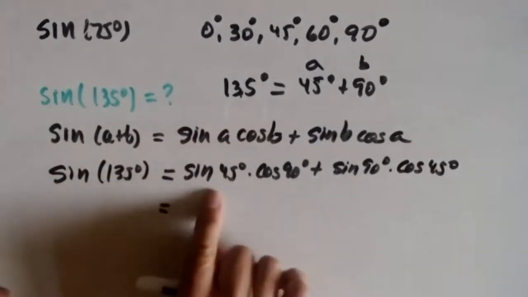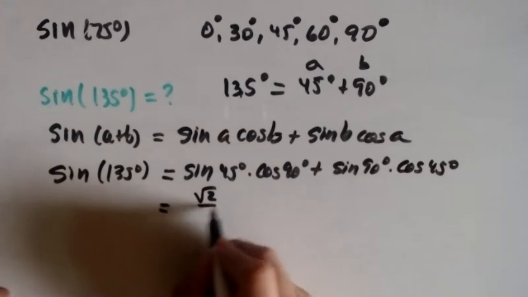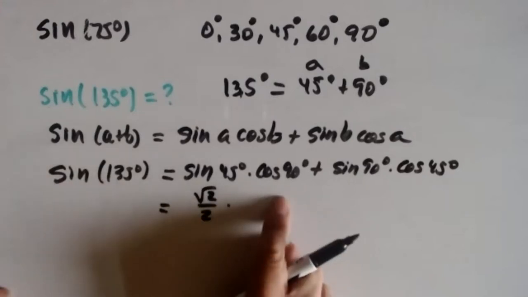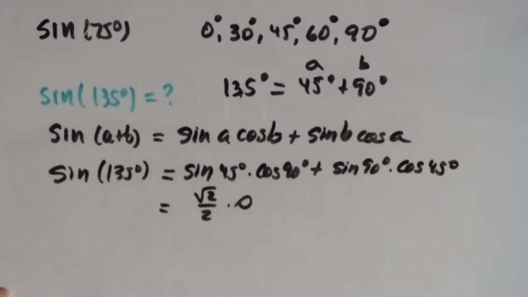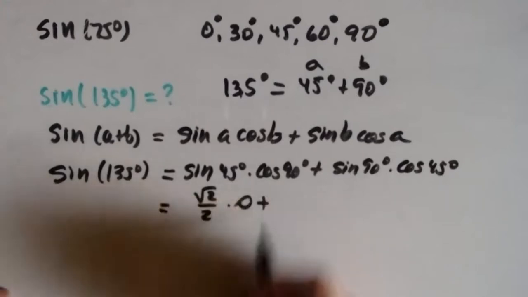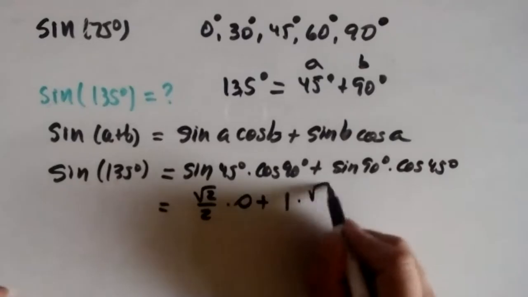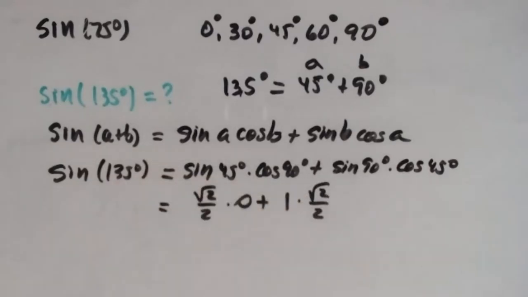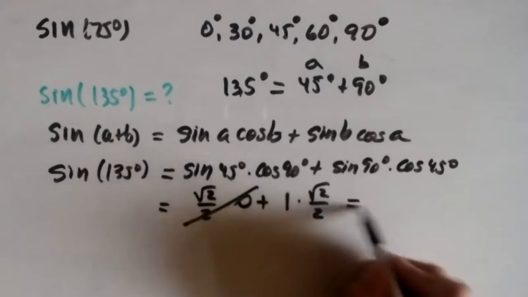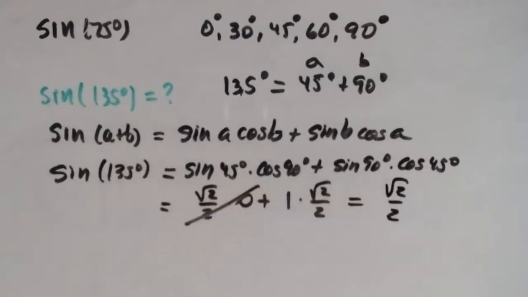So again, sine of 45 is the square root of 2 over 2. Cosine of 90 is 0. Don't forget that. Plus sine of 90 is 1. Cosine of 45 is the square root of 2 over 2. So what you have to do only is what? This is a 0, square root of 2 over 2, correct?